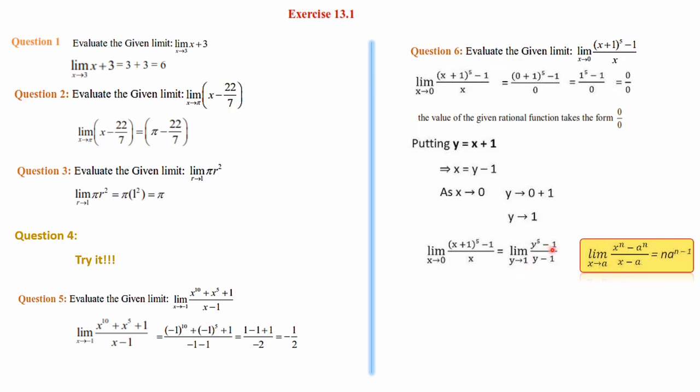Using the x power n minus a power n divided by x minus a form, here a power n, in the sense 1 power n, is 1 itself. So that is equal to n into a power n minus 1. The power n is 5, a is 1, so 5 into 1 power 5 minus 1, which is 5 into 1 power 4. 1 power 4 is 1 itself, so that is equal to 5 into 1, which is 5. That is, limit x tends to 0, (x plus 1) the whole power 5 minus 1 divided by x, is equal to 5.